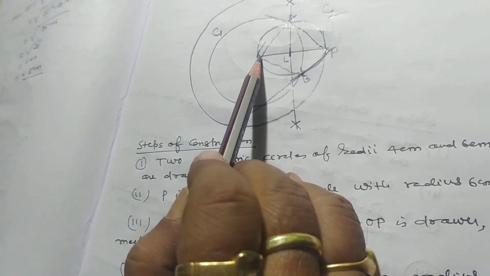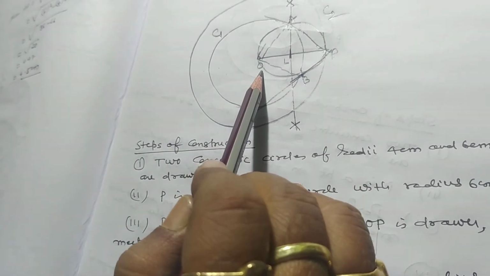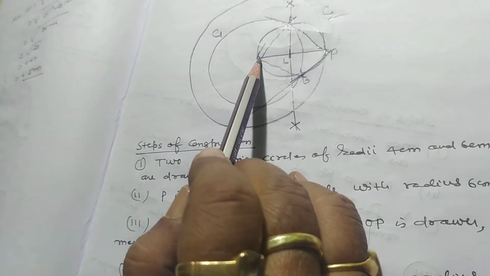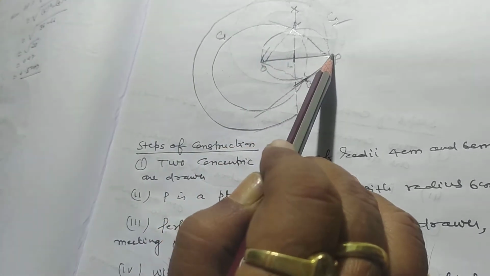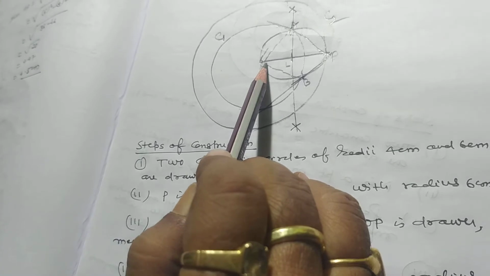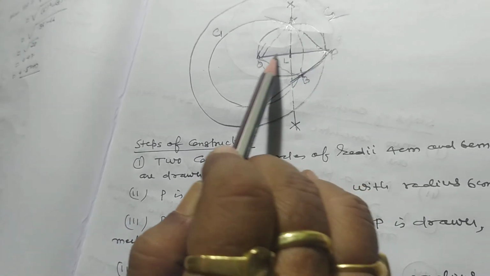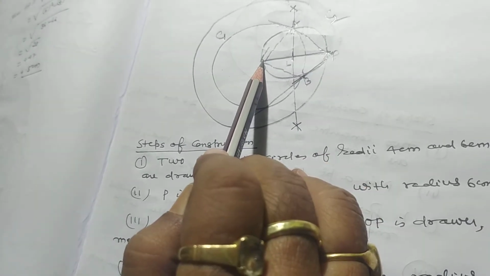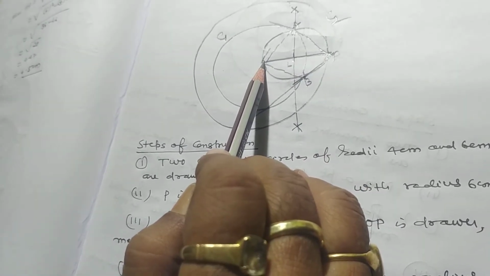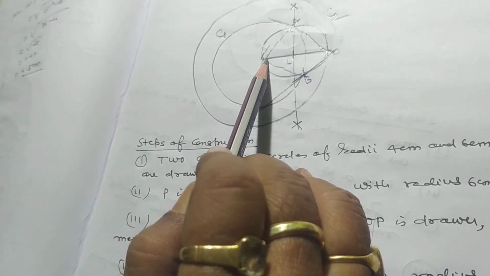Now, O is the center of the circles C1 and C2. Now we proceed. We take a point P on the circle C2 and join OP from the center. Circles C1 and C2 having the same center are known as concentric circles.